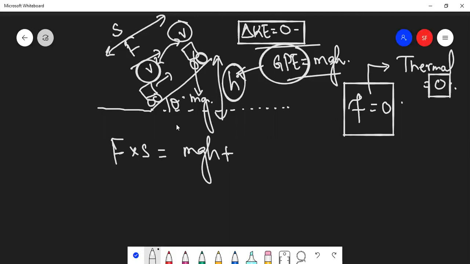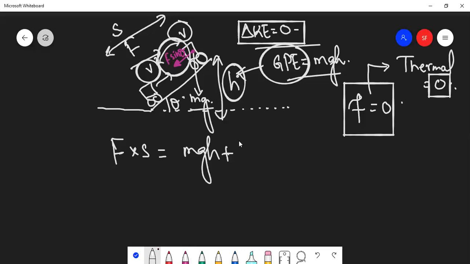Then what else? Is there any other resistive force acting on this cart? Is there any other force acting down this plane on the back side? You remember any force in this direction? Horizontal component. What's its value? F sine theta. Since it's in the opposite direction, it will act as a resistive force. So work is done against this resistive force.